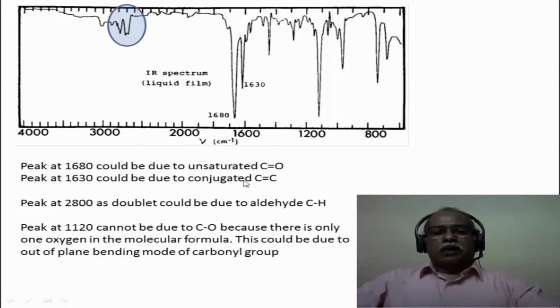The peak at 1120, which is fairly intense, cannot be due to carbon oxygen single bond stretching frequency, because there is only one oxygen present, and that is already accounted for as carbon double bond oxygen because of the carbonyl stretching frequency that is very visible in the spectrum. So this might actually be due to some kind of a bending mode of the carbonyl group, which might be appearing around 1120 or so. So let us not overemphasize the interpretation of this region, which is anyway a fingerprint region of that particular molecule.